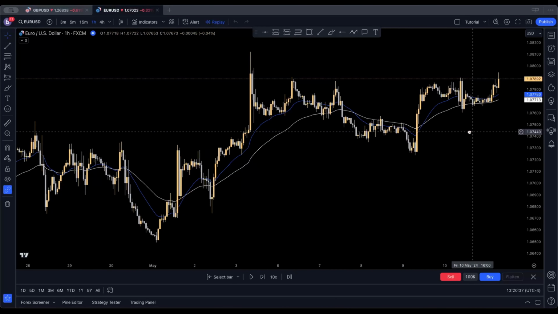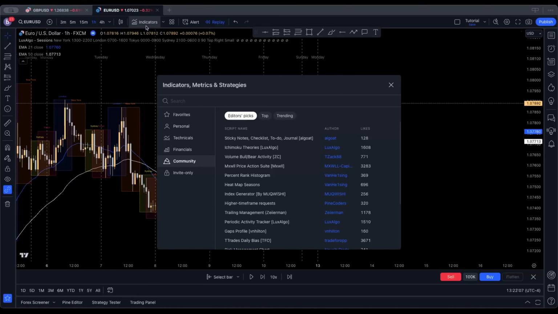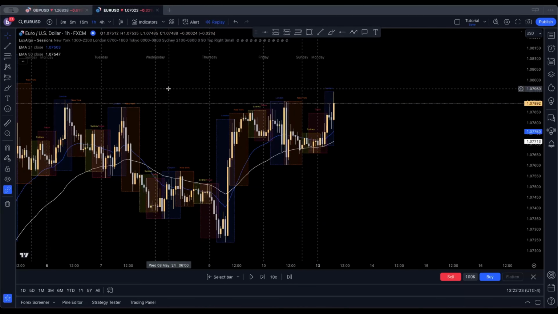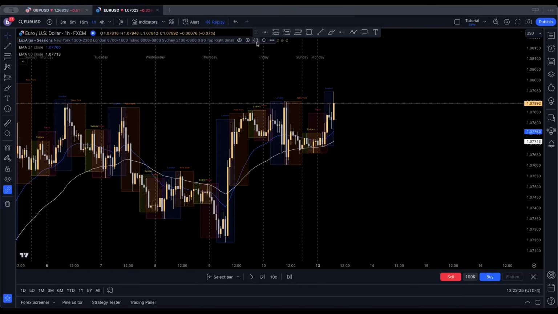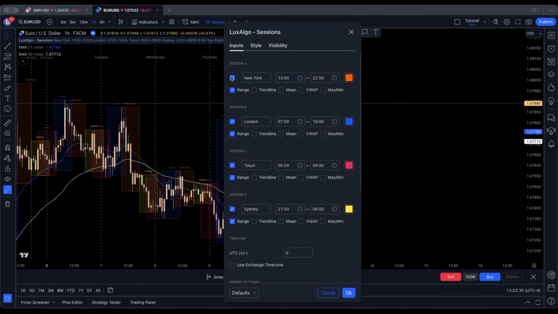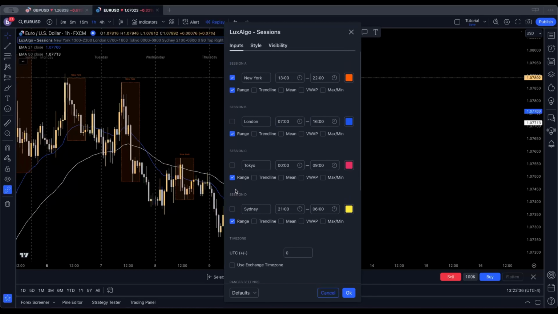Now let's set up our charts on TradingView. First, install an indicator to show trading sessions. Click on Indicators, search for Sessions, and select the one from Lux Algo. Add it to your chart and customize the settings. Since I trade during the New York session, I'll uncheck the other sessions. You can also adjust the trading hours based on your time zone.